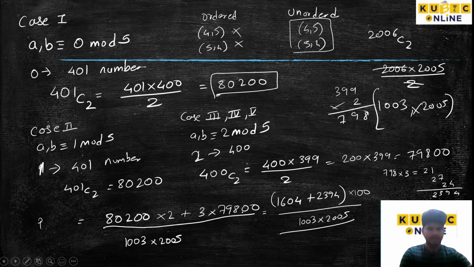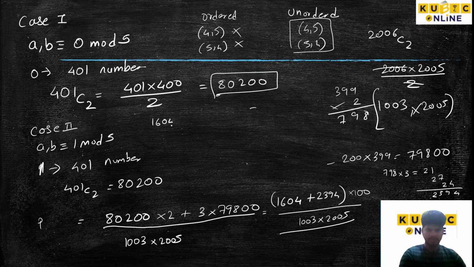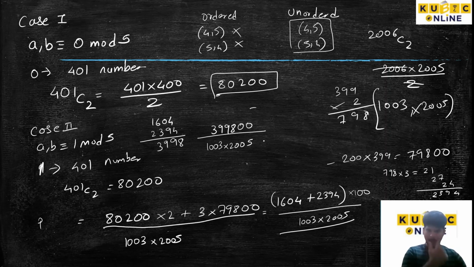So let's just find out. I'll erase this. So what will be this addition? 160400 plus 239400. This will be equal to 399800. So 399800 upon 1003 into 2005, and that is equal to how much?